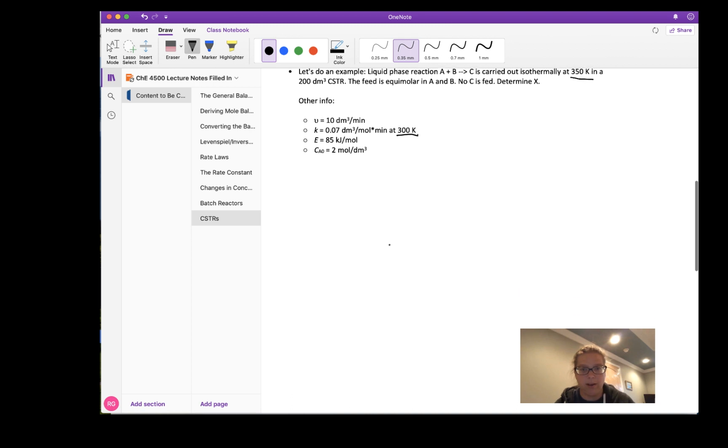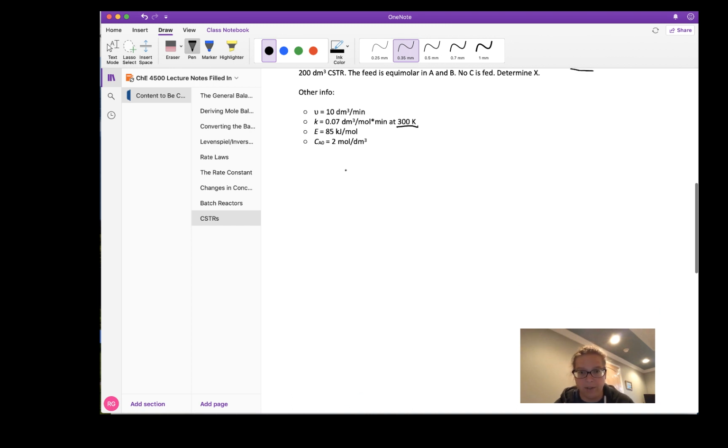So let's go ahead and solve this thing. First thing I'm going to do is draw my reactor. So here's my CSTR. Entering my reactor, I have A and B. And then exiting my reactor, I have A, B, and C.